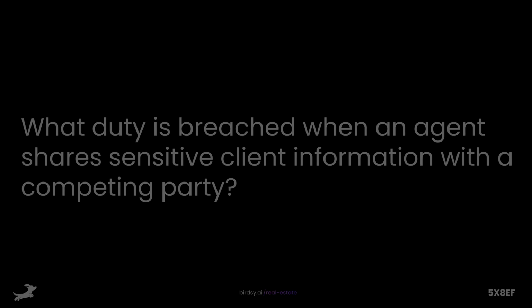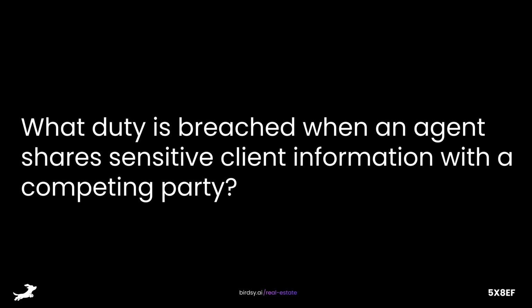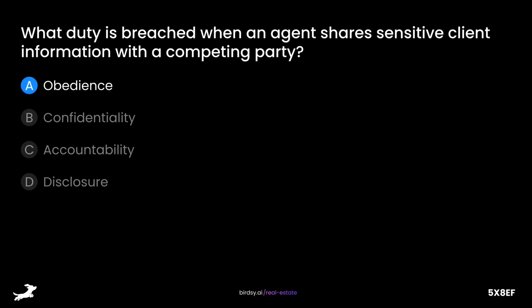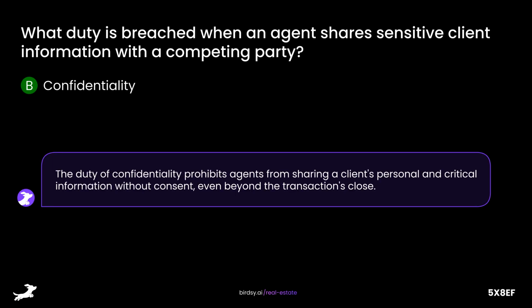What duty is breached when an agent shares sensitive client information with a competing party? Is it A, obedience, B, confidentiality, C, accountability, or D, disclosure? The answer is B, confidentiality. The duty of confidentiality prohibits agents from sharing a client's personal and critical information without consent, even beyond the transaction's close.